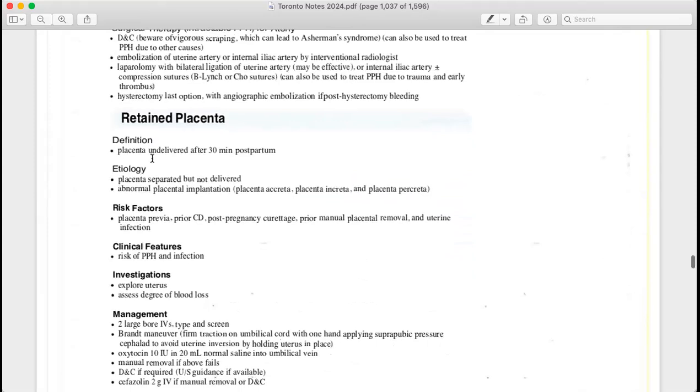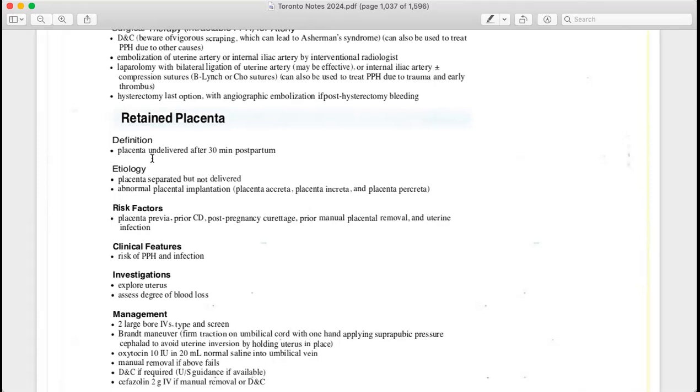Then retained products of the placenta. Obviously, if there is any retained product in the uterus, you are going to explore the uterus. If there is any placenta present, then you are going to remove it manually, and you are going to see if the cervix is already closed or not. Based on that, you are going to do that. Okay. So 2 large bore IV lines, then type and screen. And then RhoGAM is one of the important ones.